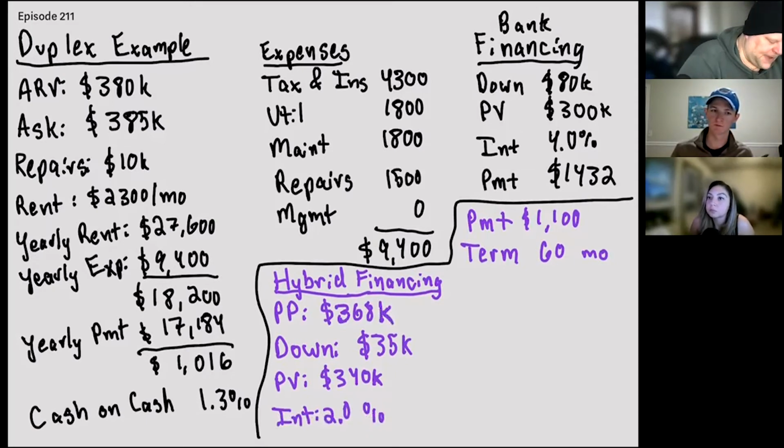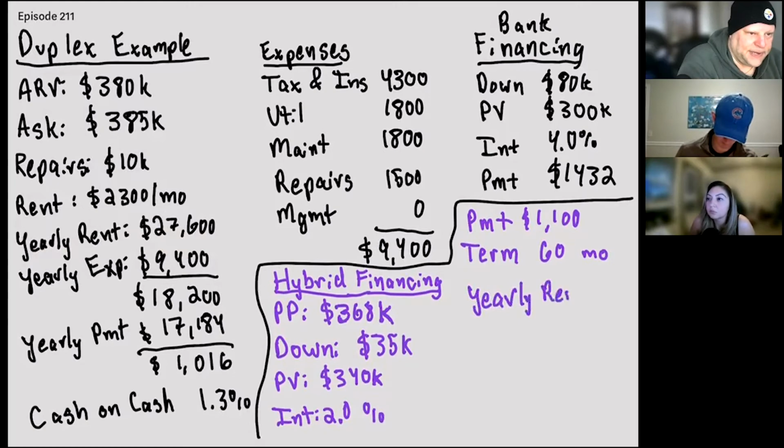So let's say 5,000 divided by 35,000 is still a 14.3% cash on cash return. So that, I think we just found our sweet spot. I don't think we can really offer any more of a payment.